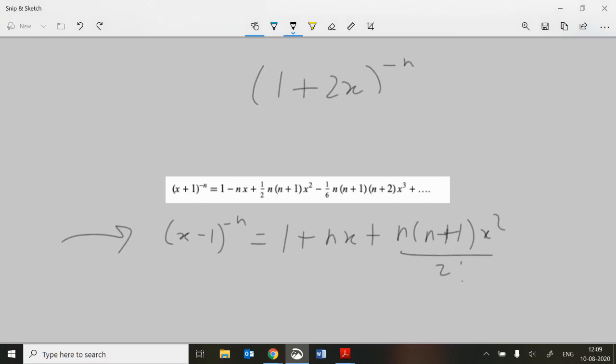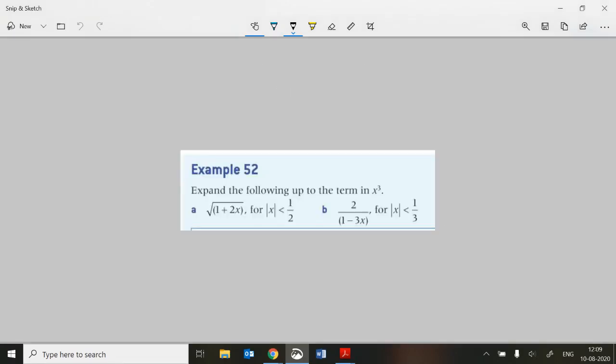And here we go, example 52. Expand the following up to the term in x to the power of 3. So obviously we can just use our (1 + 2x) here, power of a half. So we can use our laws of indices there just to write this one down. Our condition is satisfied for us to be able to use the formula. So that's all that this is saying over to the side. And now we need to use the formula.